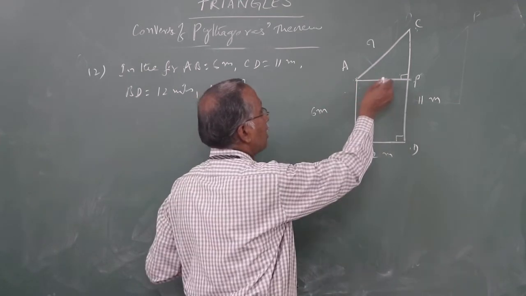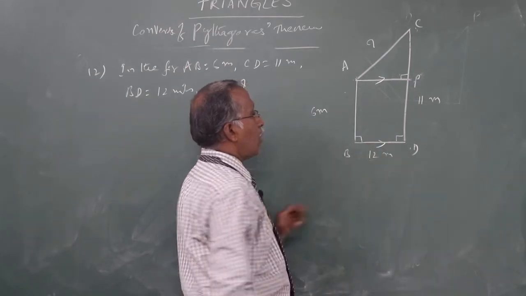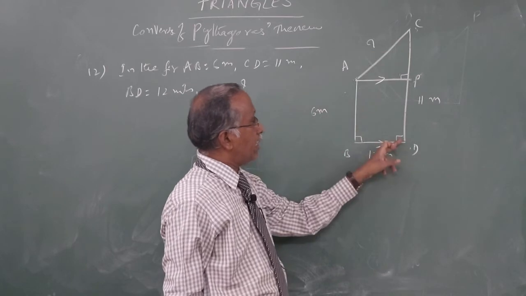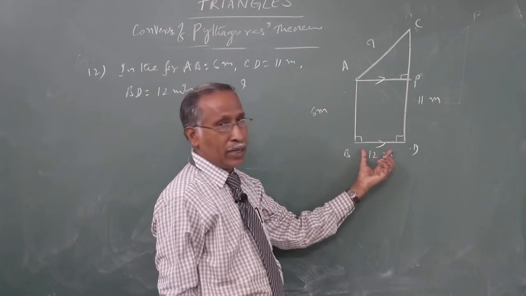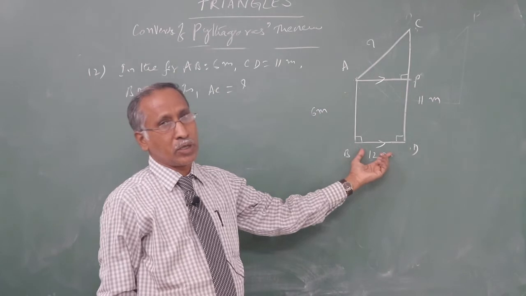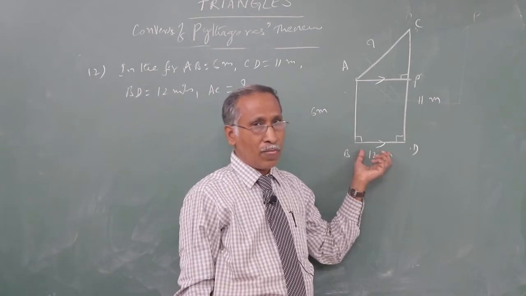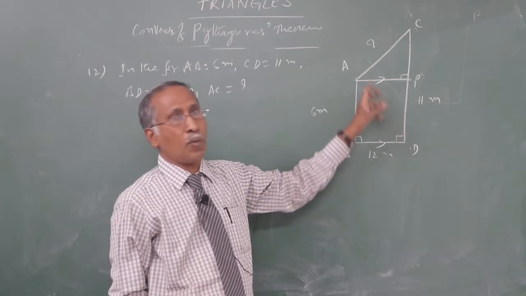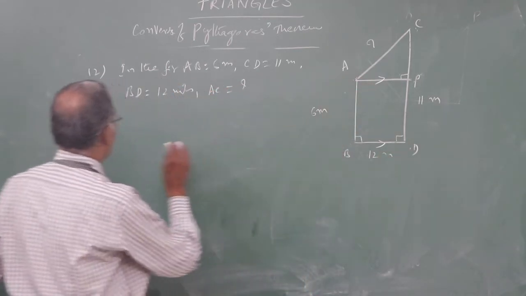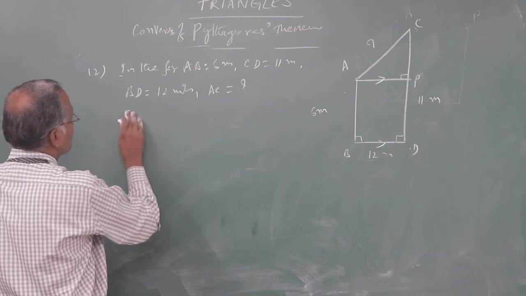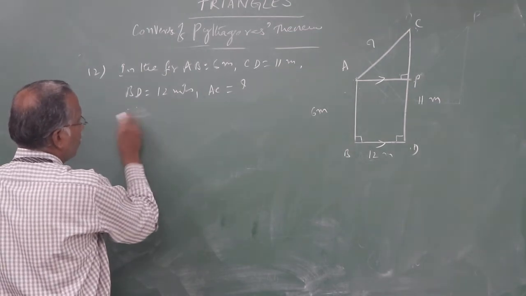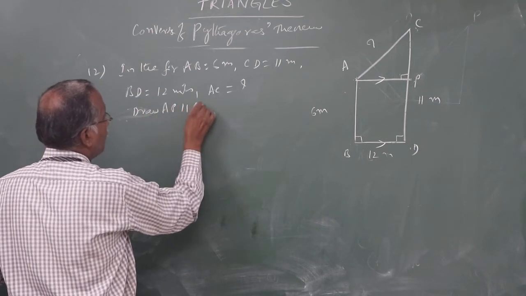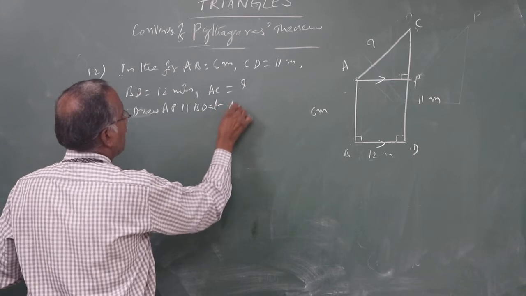Similarly, from the construction, AP is drawn parallel to BD. AB is parallel to PD, and AP is parallel to BD. When two pairs of opposite sides are parallel, it is a parallelogram. A parallelogram with a right angle is a rectangle. If it is a rectangle, opposite sides are equal.